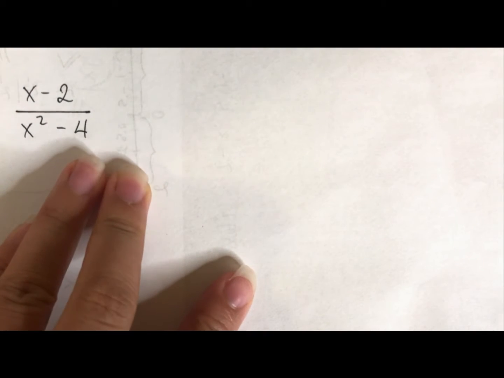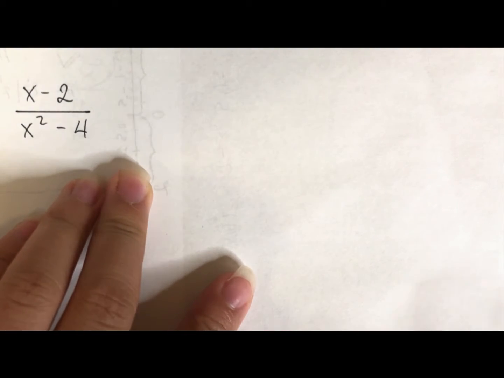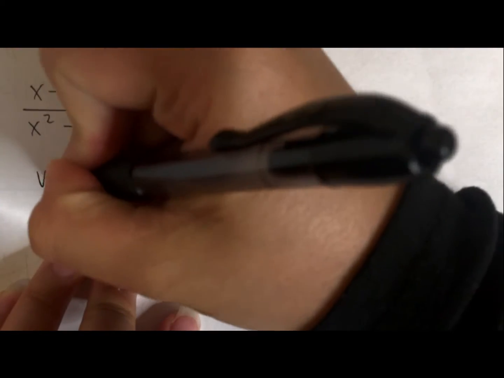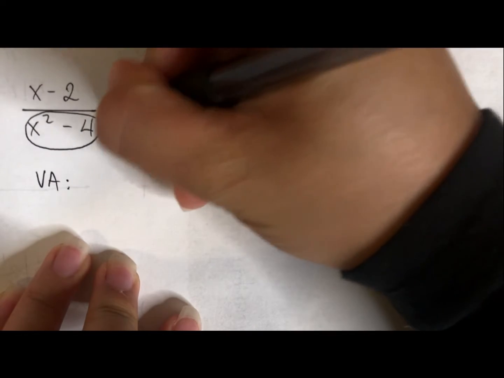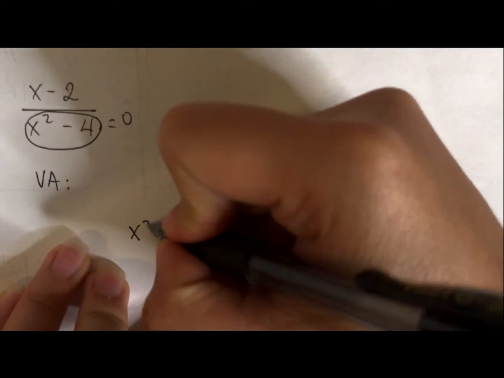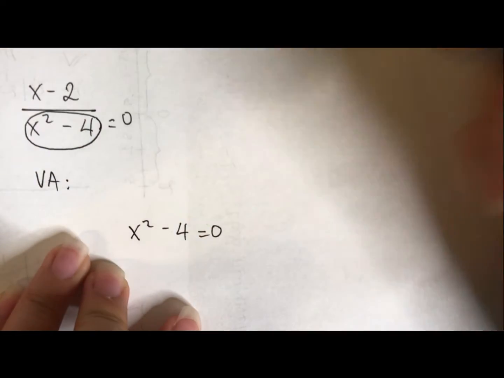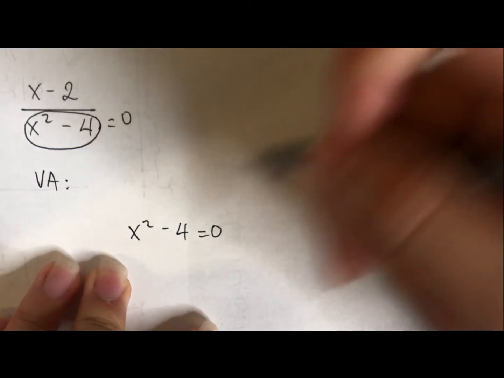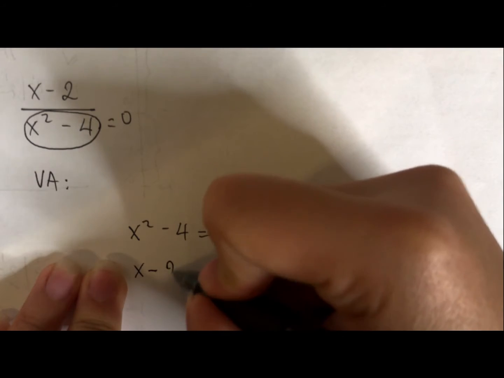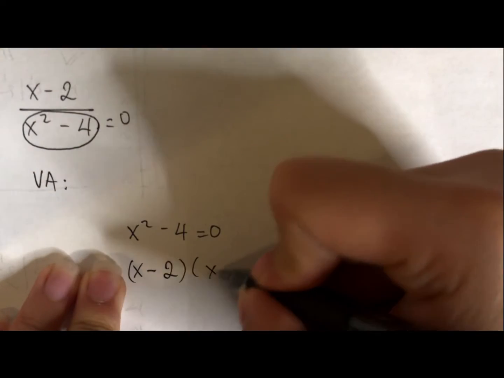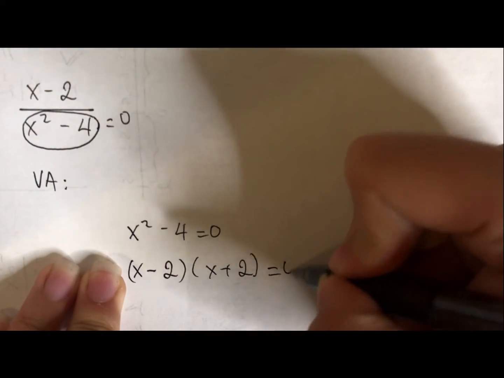Now let's look at another example. We have x minus 2 over x squared minus 4. Again, to find the vertical asymptote, we're going to set the denominator equal to 0. So we have x squared minus 4 equals 0. And remember, this is the difference of squares. So we're going to have x minus 2 and x plus 2 equals 0.